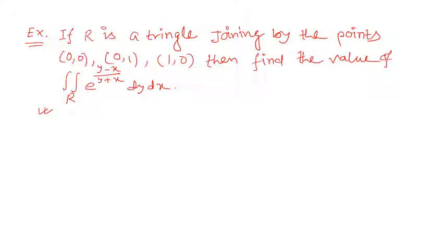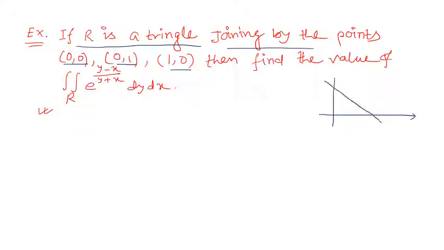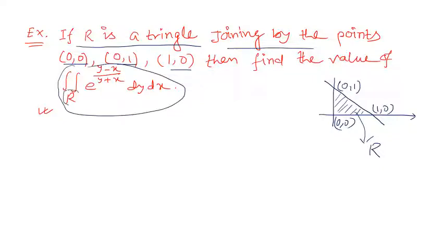If R is a triangle joining the points (0, 0), (0, 1), (1, 0). That means this is a triangle like this. This is our origin (0, 0), the point (1, 0) and the point (0, 1). This shaded region represents the area R. So we should find out the value of this integration over the region R, right?